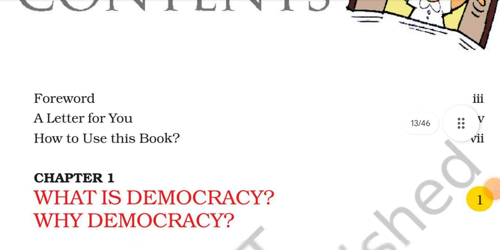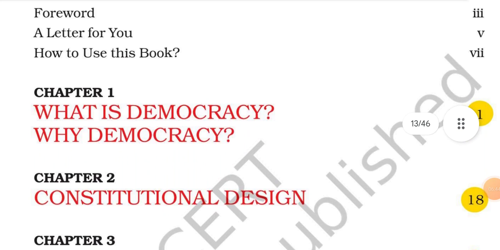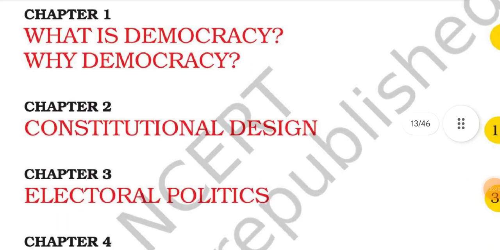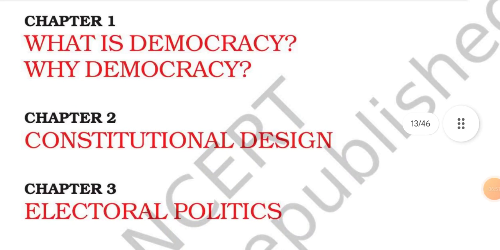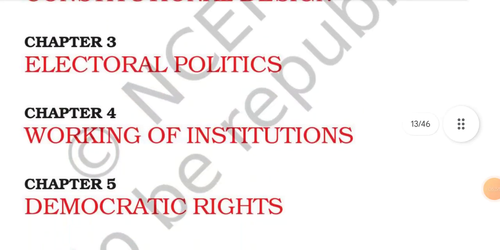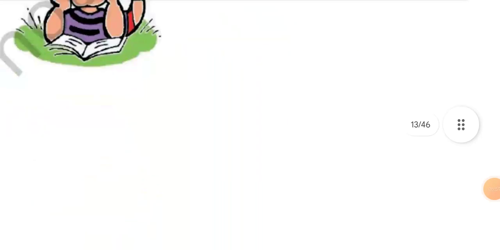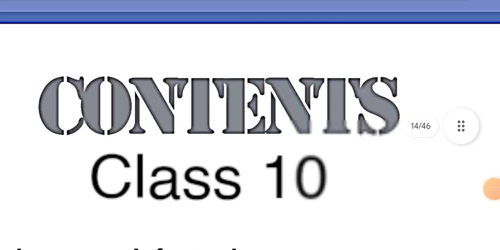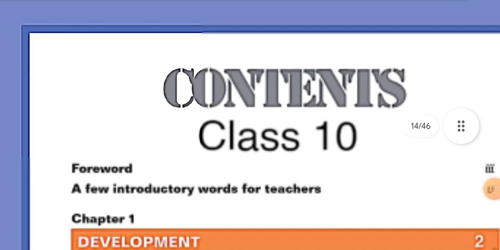Political Science. Contents. Foreword. A letter for you. How to use this book. Chapter 1, What is Democracy? Why Democracy? Chapter 2, Constitutional Design. Chapter 3, Electoral Politics. Chapter 4, Working of Institutions. Chapter 5, Democratic Rights. Contents. Class 10. Foreword.